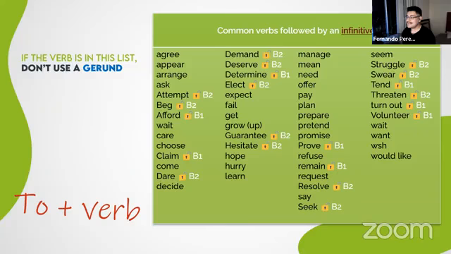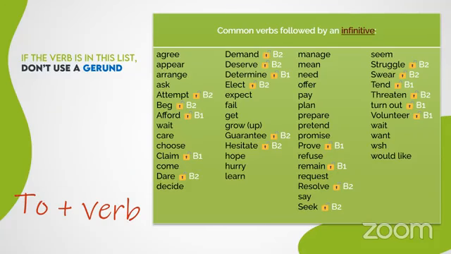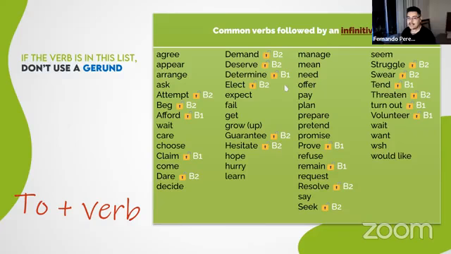Teacher. Tell me, Sergio. The letter I is missing in the verb wish. Wish, W-I-S-H, okay. Wish, excellent. There we go. Perfect.